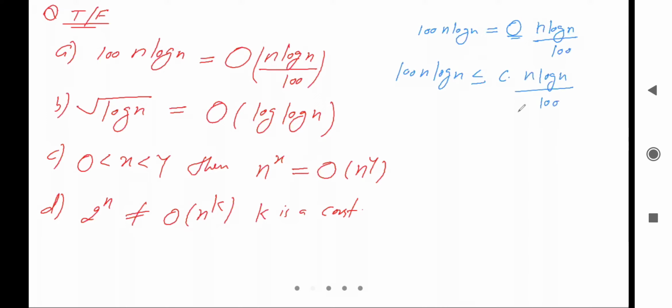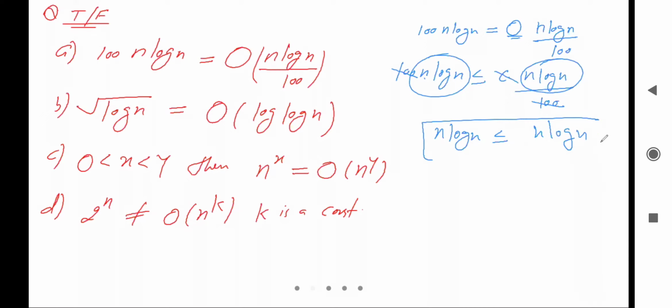Okay, so here one thing, constant can be ignored. So now what remains, the dominating term here, is n log n, and here it is n log n. And here this condition is true. Now this condition is true, it means we can write this one in the order of n log n divided by 100 in this form. So this option is true. So here the first option is true.